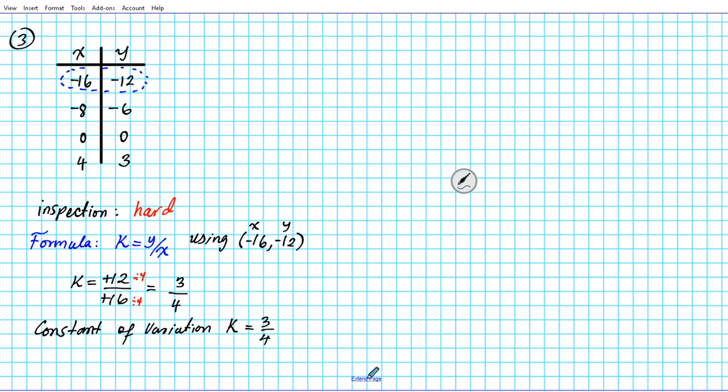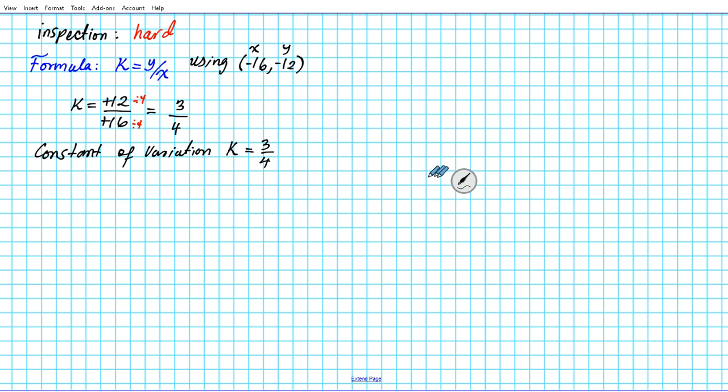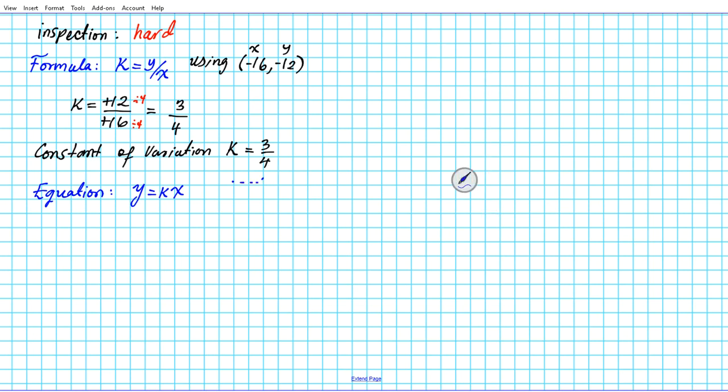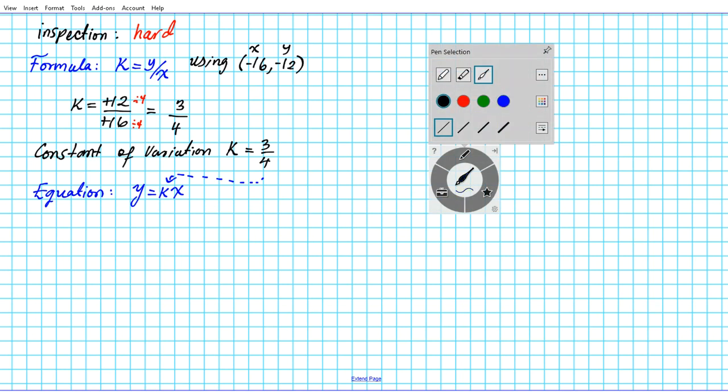Alrighty, now we can use that to figure out what our equation is. But let's write down the formula for the equation. The equation for a constant of variation is y equals kx. So we're now just going to take our k value that we found and plug it in here to give us our equation. So our equation is what? Our equation is y equals 3 over 4x.